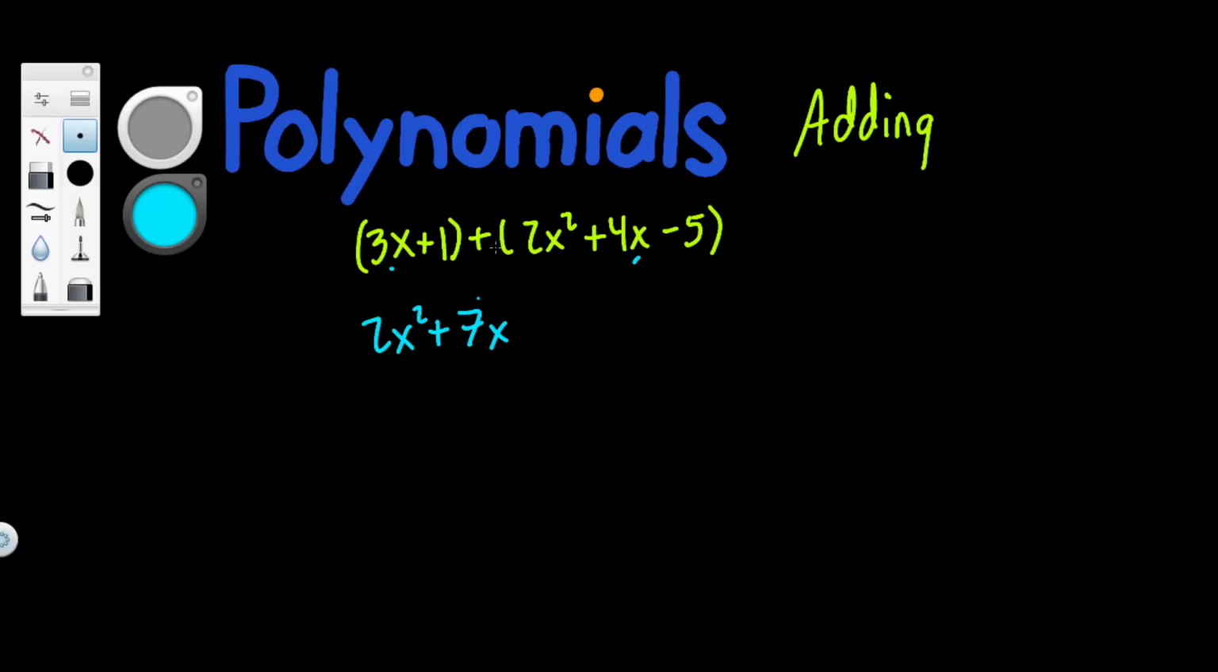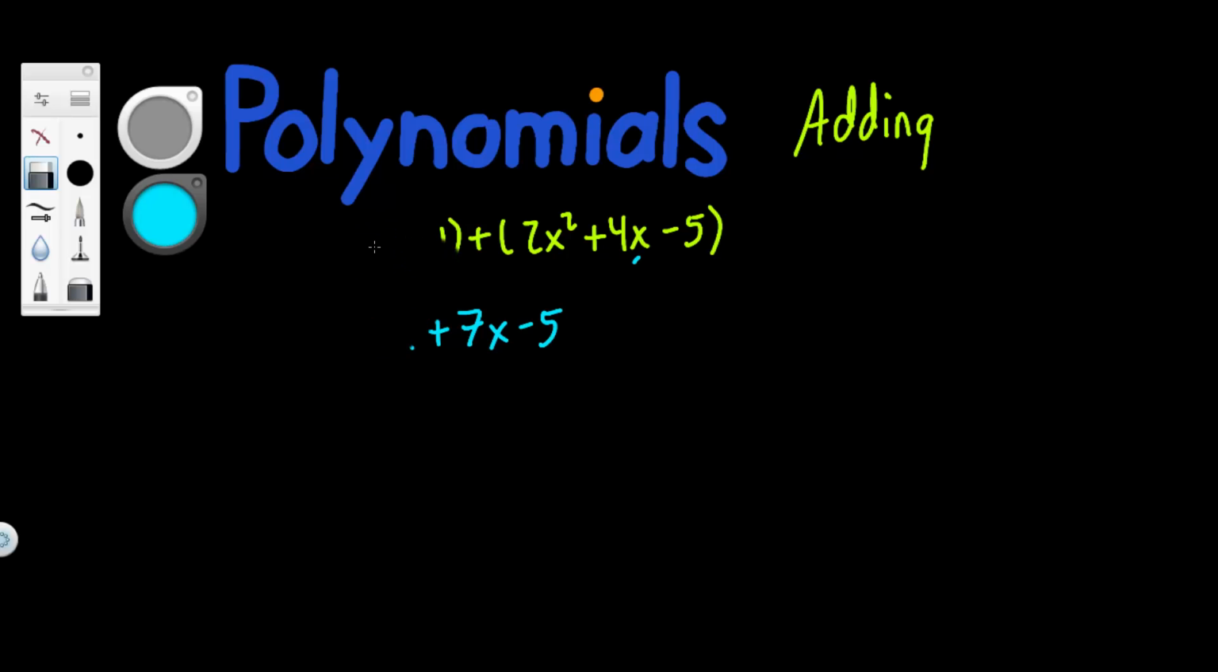And now we are out of degrees. We're just down to constants. So we've got a positive 1 and a negative 5. So our answer is 2x squared plus 7x minus 5. And you could also, it doesn't even have to be in parentheses.